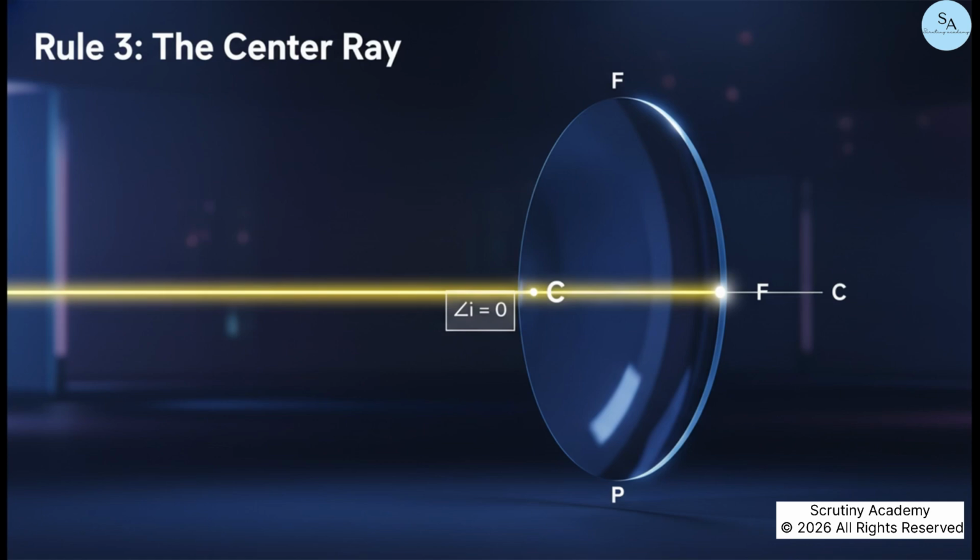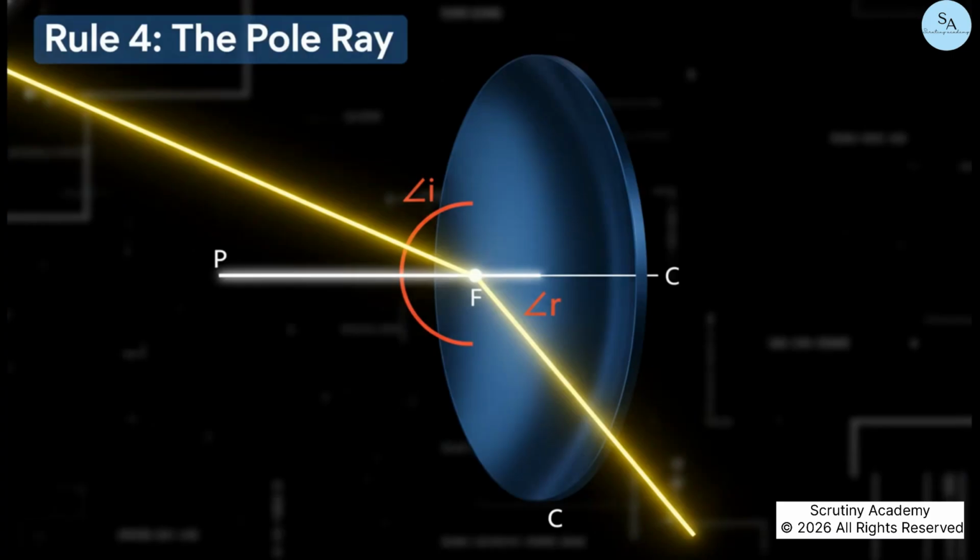It reflects straight back along the exact same path it came from. It's like throwing a ball perfectly straight at a wall. It comes right back at you. And last but not least, the pole ray. When a ray hits the mirror right at the pole, P, the principal axis itself basically becomes our normal line, so it's a perfect showcase of the law of reflection. The angle it comes in at is the exact same angle it leaves at, making this neat, symmetrical V-shape.